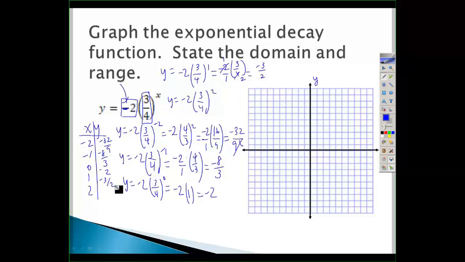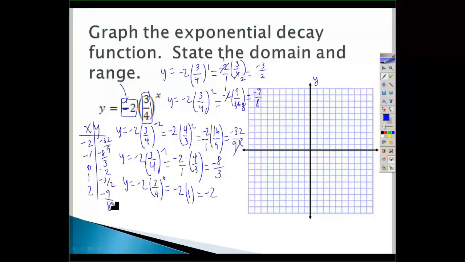And then for 2, I'm going to go ahead and square it first. Make sure you always square it first. Negative 2 times 9/16 equals negative 9/8. Okay, so that's what we have.